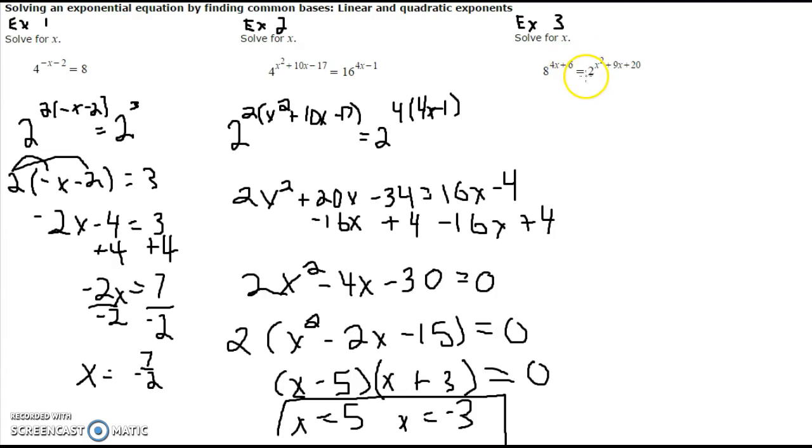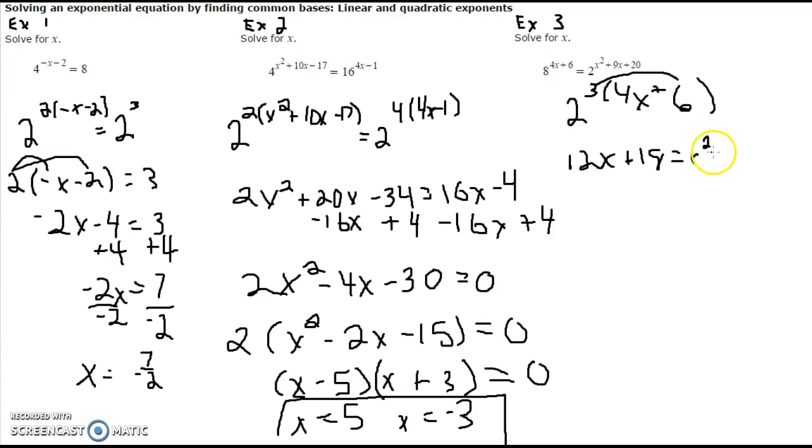So I have an 8 and a 2. Again, I'm going to use 2 as my base, so I can rewrite 8 as 2 cubed times that 4x plus 6. And over here, my x squared plus 9x plus 20 can just stay because 2 is already the base. So my bases will cancel, and I'll be left with 12x and then 3 times my 6 is going to be plus 18. And that will equal the x squared plus 9x plus 20.